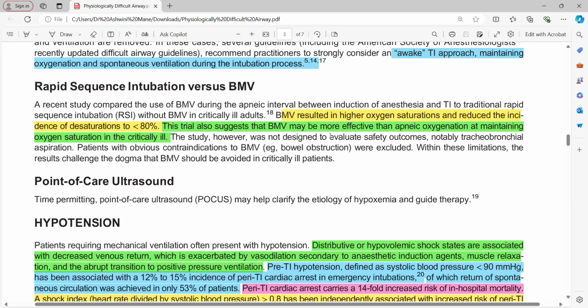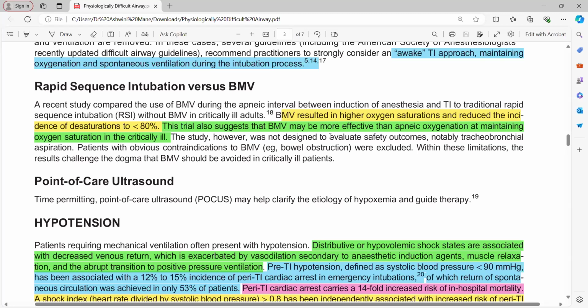So, regarding rapid sequence intubation versus bag mask. A recent study compared the use of bag mask ventilation during the apneic interval between the induction of anesthesia and tracheal intubation to traditional rapid sequence intubation without bag mask ventilation in critically ill patients. What they found is bag mask ventilation resulted in higher oxygen saturation and reduced incidence of desaturation to less than 80%. This trial also suggests that bag mask ventilation may be more effective than apneic oxygenation at maintaining oxygen saturation in the critically ill.